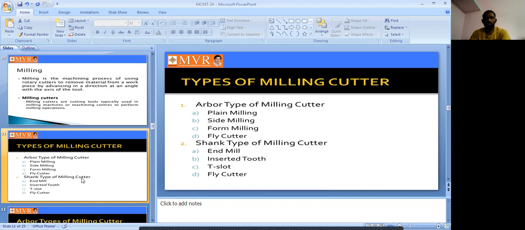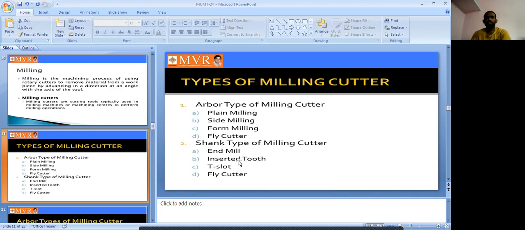Next, they will also ask about types of milling cutters. We have different types of milling cutters. Generally, milling cutters are divided into different types based on two categories. The first one is arbor type milling cutters. The next one is shank type milling cutters. In arbor type milling cutters, we have four types: plain milling, side milling, palm milling, and fly cutters. These are the four types of arbor type milling cutters.